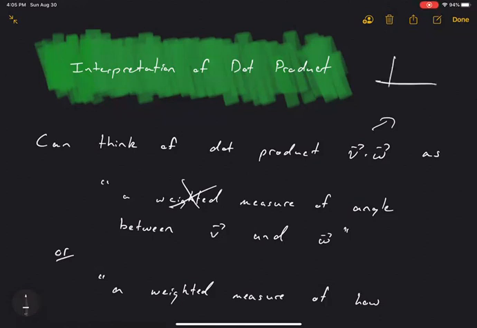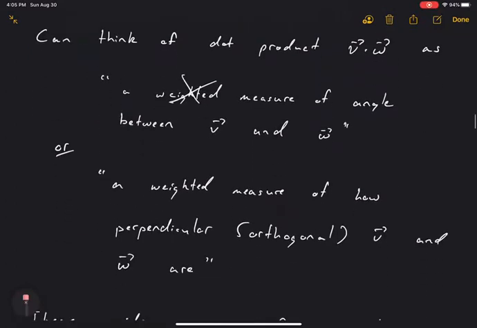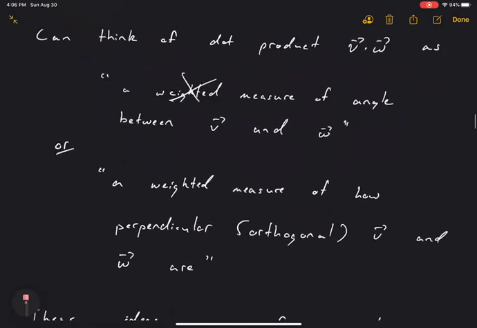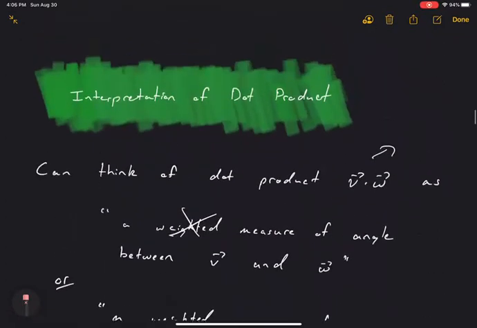So let's say I'm in R2, I have this vector v and this vector w. If I take the dot product, that should give us some indication about this angle theta in between v and w. That's where we're going with this. We could also think of it as being a measure of how perpendicular or orthogonal these vectors v and w are.